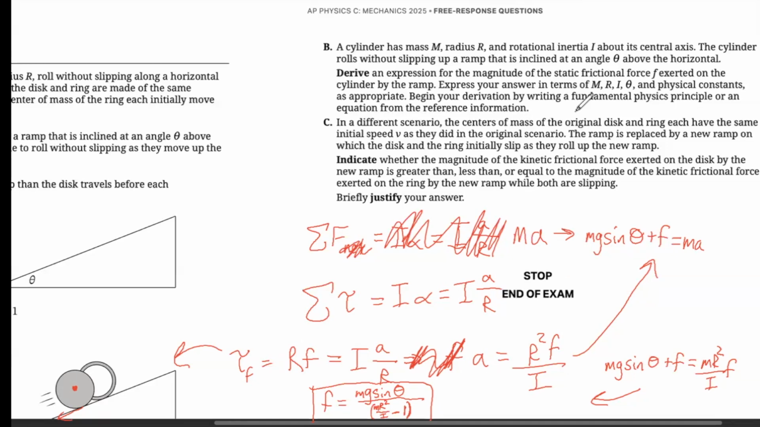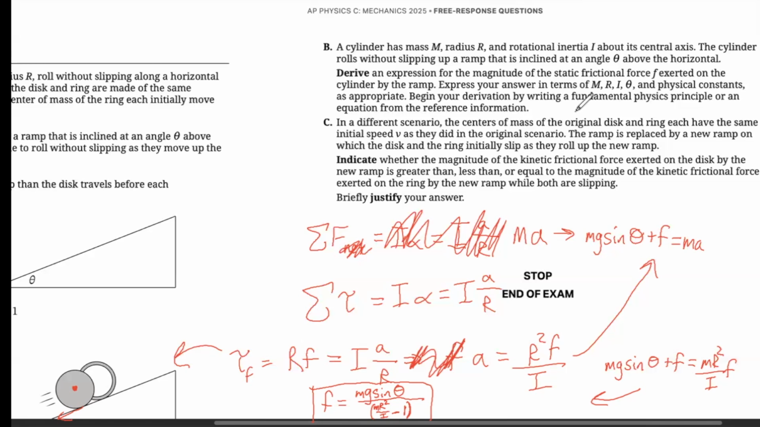Okay. In a different scenario, the centers of mass have the same initial speed, and now they do slip, and you have to indicate whether the kinetic friction force on the disc will be greater than, less than, or equal to the magnitude of the kinetic friction force exerted on the ring. And okay, so they both have the same mass, which means that they should both have the same linear acceleration. And if they have the same linear acceleration, then we have to compare angular acceleration. So they both have the same forces. Wait, should this not just be equal? They have the same mass.